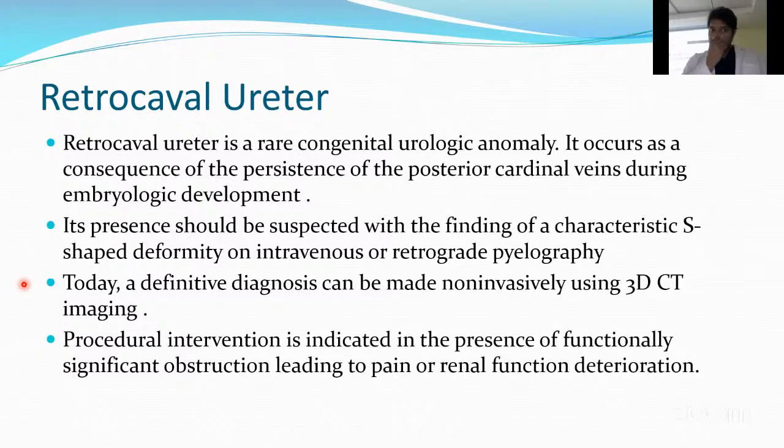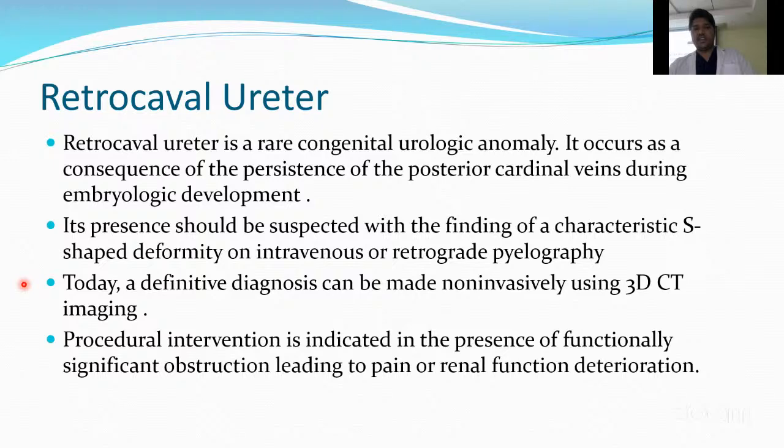The retrocaval ureter. Retrocaval ureter is a rare congenital urologic anomaly. It occurs as a consequence of a persistent posterior cardinal vein during embryological development. Its presence will be suspected on finding a characteristic S-shaped deformity on IV or retrograde pyelography. Definitive diagnosis may be made by 3D CT imaging.